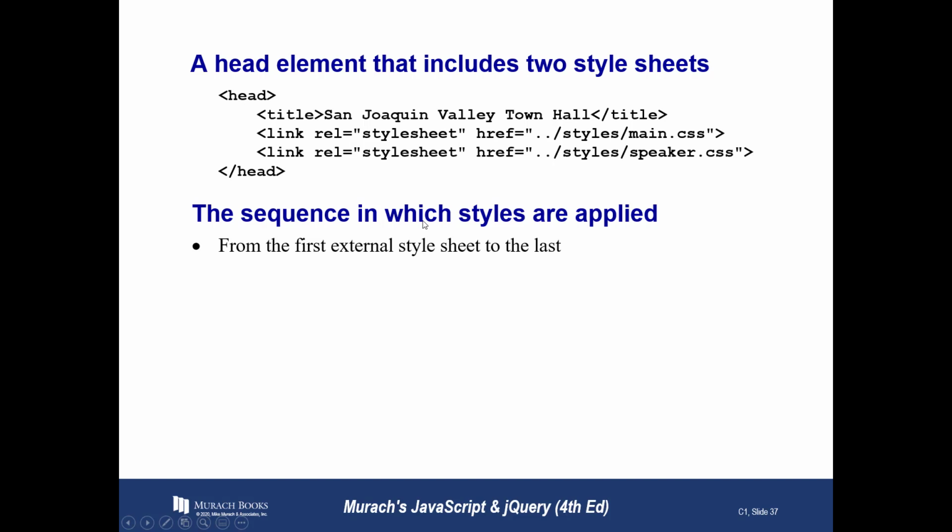As it says, the sequence in which styles are applied. So anything that's in main.css, if anything happens to be overridden in speaker.css, that'll take precedence because it was listed after main.css.